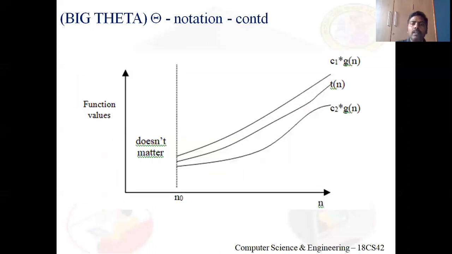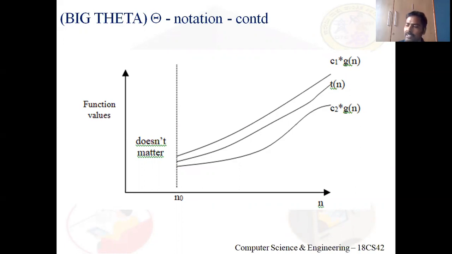In this graph, I have given function t of n, and I have asked to check whether that belongs to big theta of g of n. I said t of n belongs to big theta of g of n if t of n's growth rate is the same as the growth rate of g of n. So g of n acts as both lower bound and upper bound. Okay, clear? Clear with this?